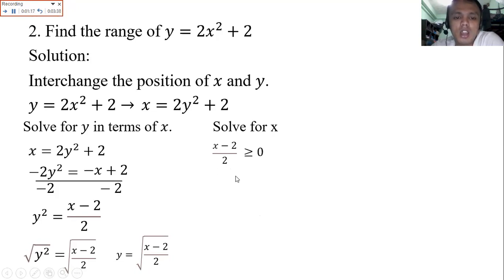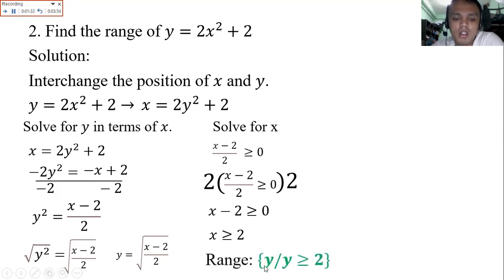Then multiply both sides by 2 para matanggal yung denominator na 2. Then we have x minus 2 greater than or equal to 0. Transpose negative 2. Then your x is greater than or equal to 2. So yung magiging range is this one: all values of y such that y is greater than or equal to 2. Yan ang magiging range natin.